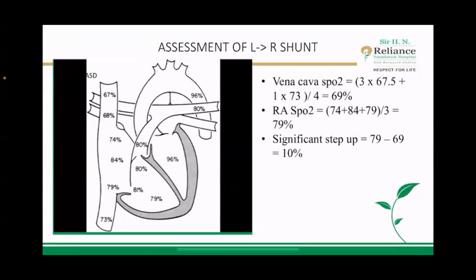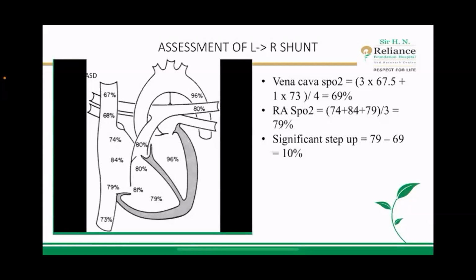So this is just an example. These are the saturation levels that are obtained at different levels. So for the vena cava SpO2, how do we take the saturation at the vena cava level? SVC and IVC, you take from both the places, and this is called the Dexter formula. So 3/4 of the SVC plus 1/4 of the IVC. Here from the SVC, 67 and 68% are the two samples, so the average is 67.5. So 3/4 of 67.5 plus 1/4 of the IVC saturation, that is 73, gives 69%. So your saturation of vena cava is 69%.